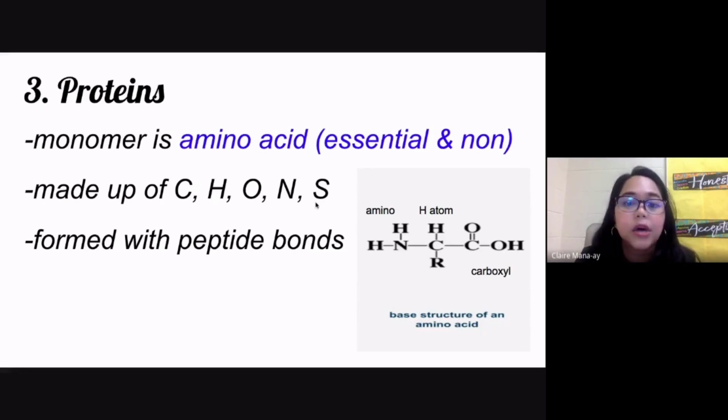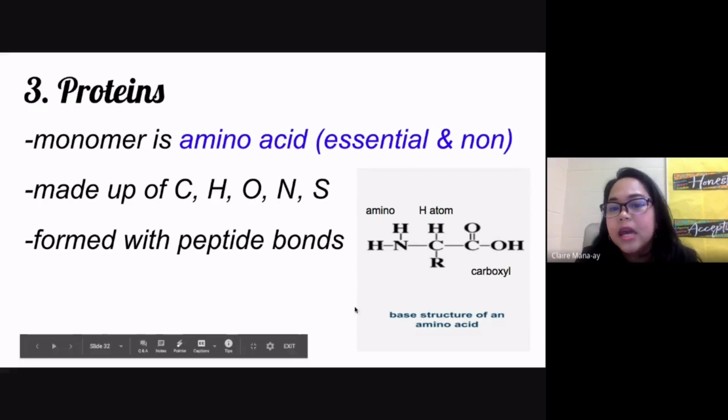So these two other elements are added to your carbon, hydrogen, and oxygen. Aside from carbon, hydrogen, and oxygen, your proteins would also have nitrogen, very important, and sometimes also sulfur. Now, your proteins are formed with peptide bonds. These are the special types of bonds that would form your proteins.